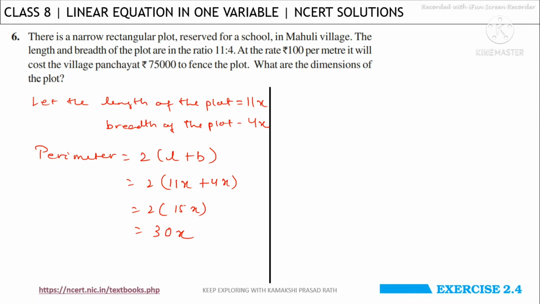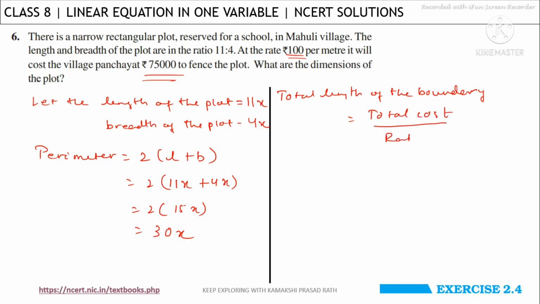Now you have to see from the conditions given, the total cost and the rate, how to find the total length of the boundary. So we will find what is the actual length of the boundary. Total length of the boundary equals total cost by rate of fencing. Total cost is 75,000 and the rate is 100 per meter. So we can cancel by 100, and we get 750. So the total length of the boundary is 750 meters.